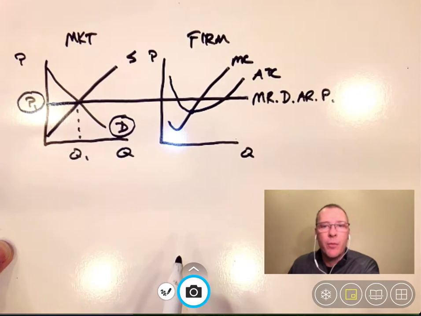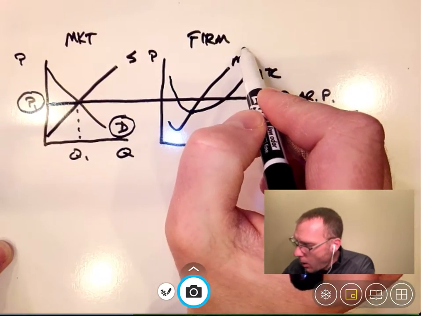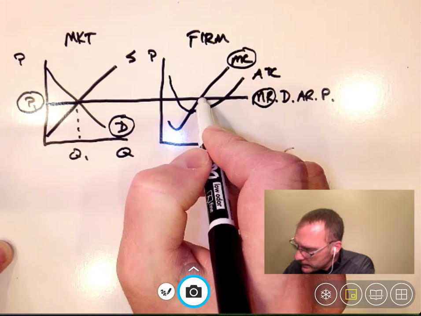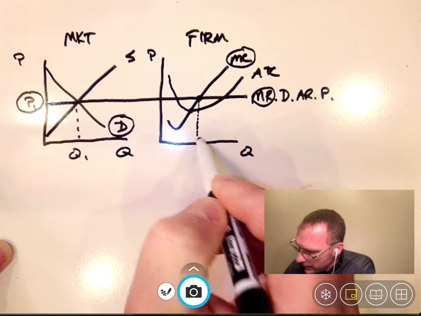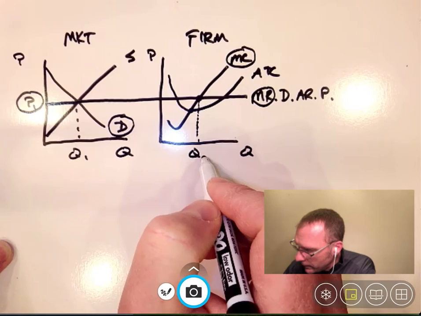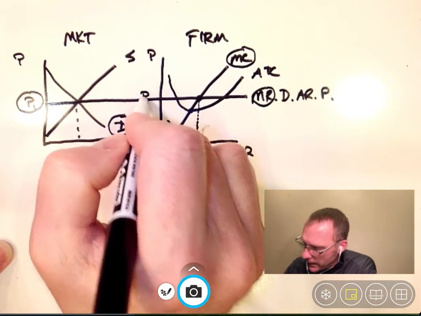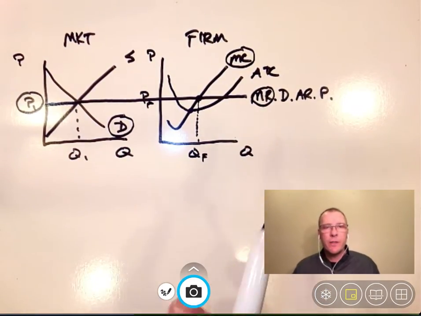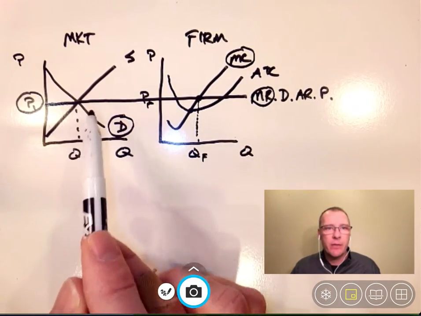That would be my MR DARP line. Where is my MR DARP line? Hitting my marginal cost. Remember, always go where MC equals MR. If you go to where MC equals MR, that's happening right here. If that point right here comes down and I hit at Q, let's say this is QF for the firm, then I'm going to have a price over here at PF for the firm price. So this graph is showing me what a firm is experiencing based off of this market price.